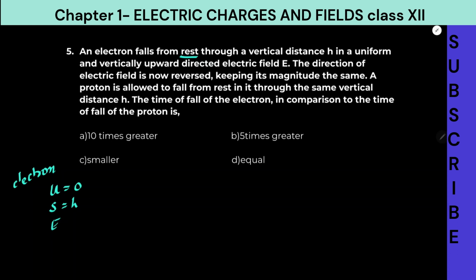Now proton falls from rest again through the same height. So distance is again h, in the same field. Yeah, electric field, they have not changed the magnitude, only the direction is changed because the proton is falling, right? So electric field is still E. Okay, great. The time of fall of the electron in comparison to the time of fall of proton will be how much? You have to check that. It will be greater, smaller, equal, what it will be.